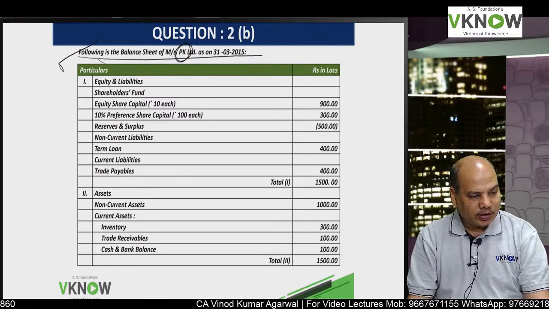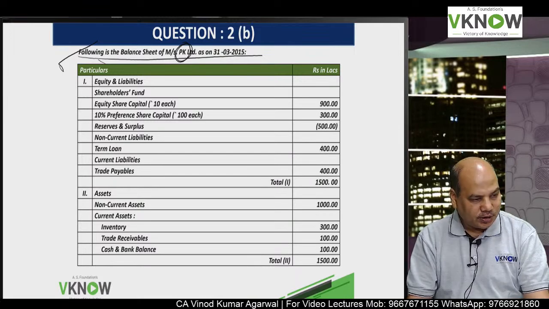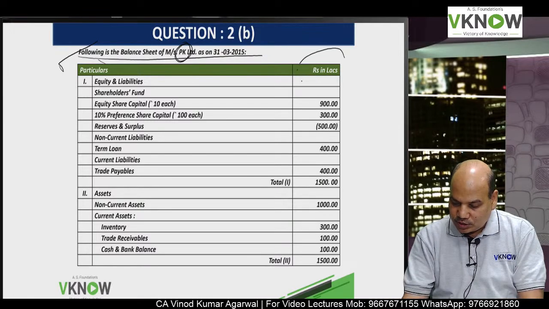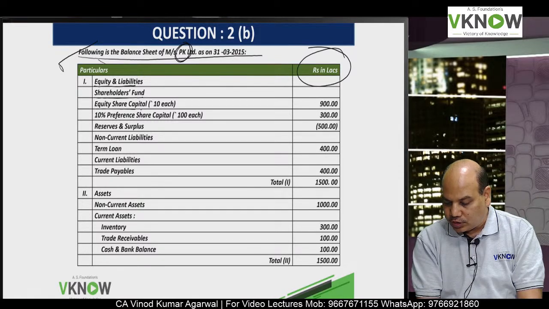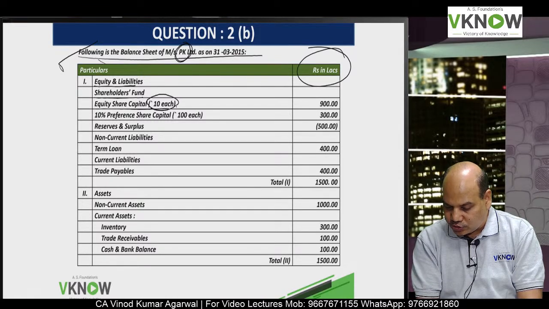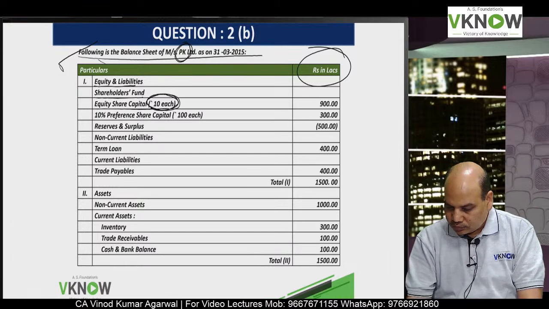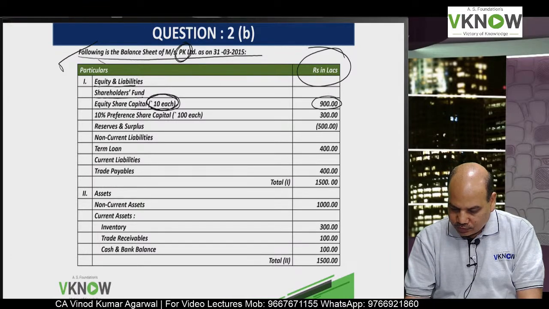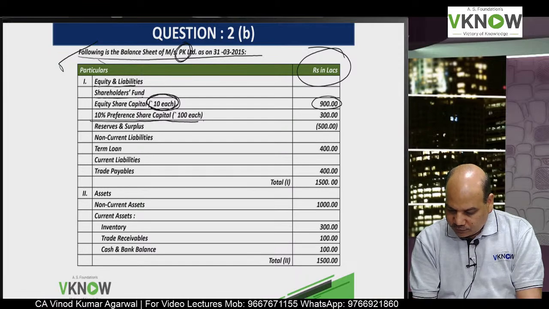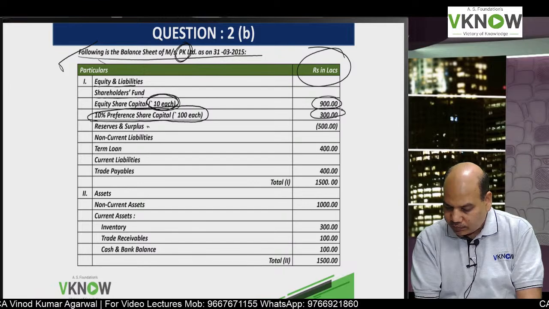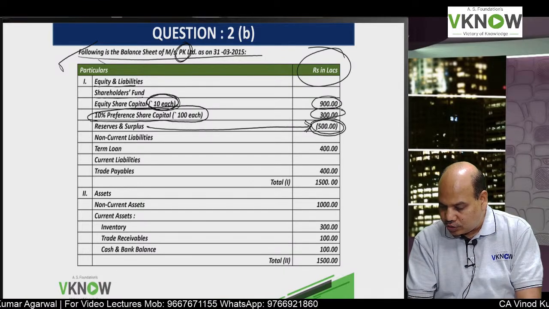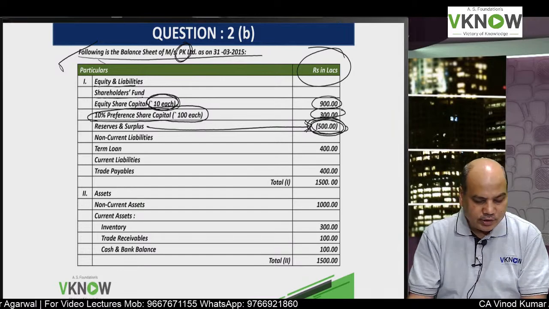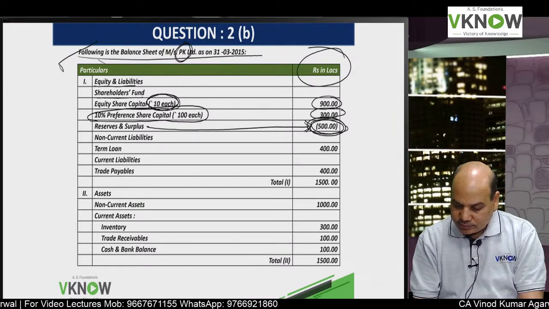On 31st March 2015, rupees in lakhs. Equity and liability, shareholder fund: equity share capital of 10 rupees each, 900 lakhs. 10% preference share capital of 100 rupees each, 300 lakh. Reserve is negative. So this company has a huge negative reserve, losses in the balance sheet.